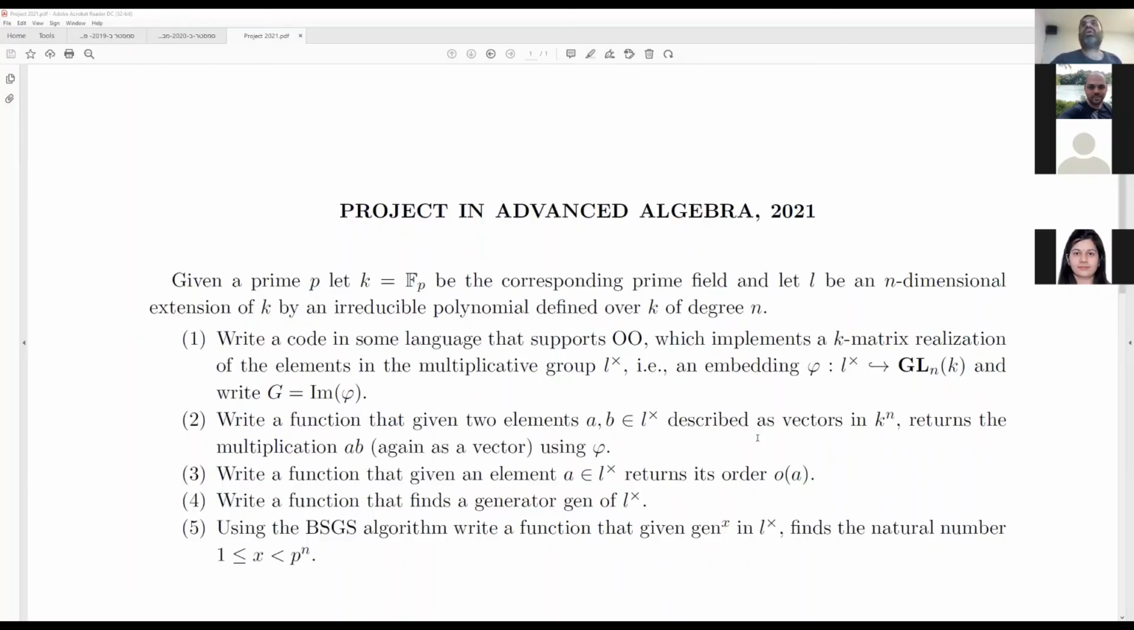So, are there any questions until now? We have seen how to embed the multiplicative group of an extension of a prime field inside the matrices, considered as the group of automorphisms of the vector space.